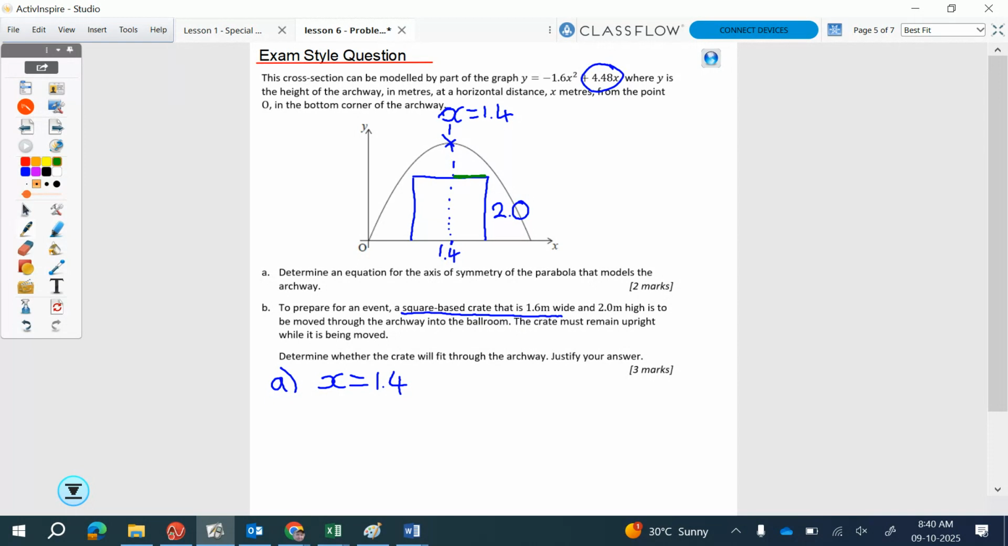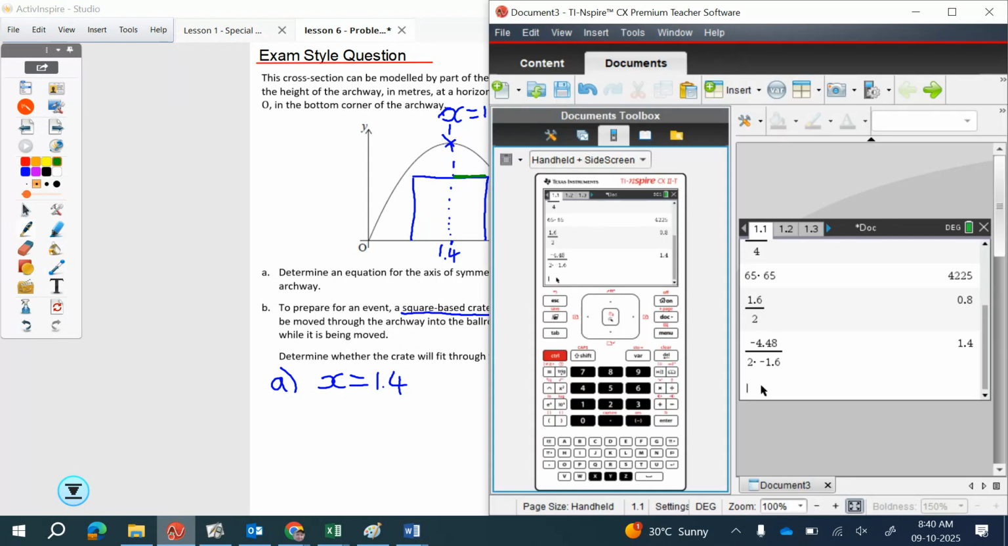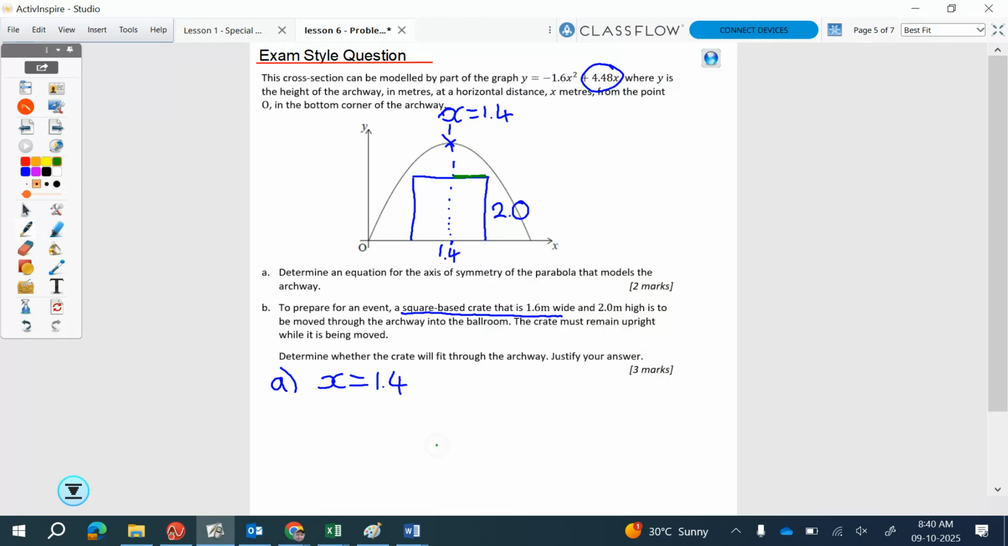80 centimeters. How did you get that? The box is 1.6 wide. Yeah. So what Alexander is saying is you take 1.6, you divide it by 2, and it tells us it's going to be 0.8, or 80 centimeters, wide on that. So if that is 0.8, what is the x value here?